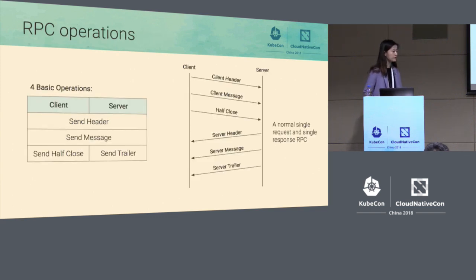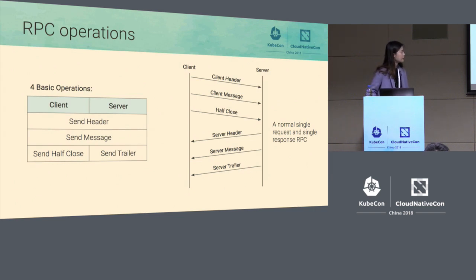So what are the operations involved in a gRPC? There are basically 4 of them. Both client and server can send a header to set up the RPC call. Next, they can send a message, which is what an RPC is all about. To end the RPC call, the client can send the half close to the server, to let the server know that it has done sending all the messages it wants to send. And finally, the server will send the trailer to the client, which contains the final status of the RPC and marks the RPC as complete.